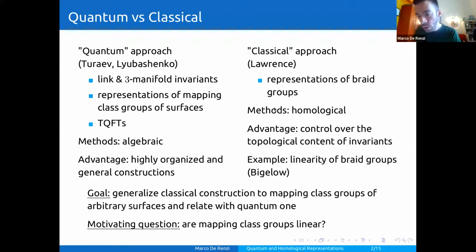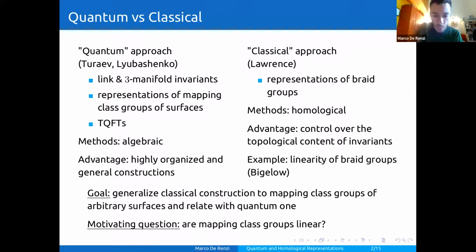So the goal I will discuss today is to generalize this classical construction, class groups of arbitrary surfaces, or at least to connected surfaces of arbitrary genus, to relate this construction to the quantum one we have here on the left.